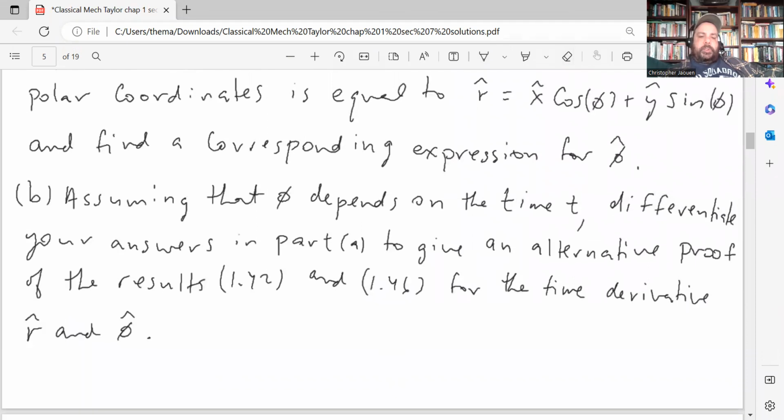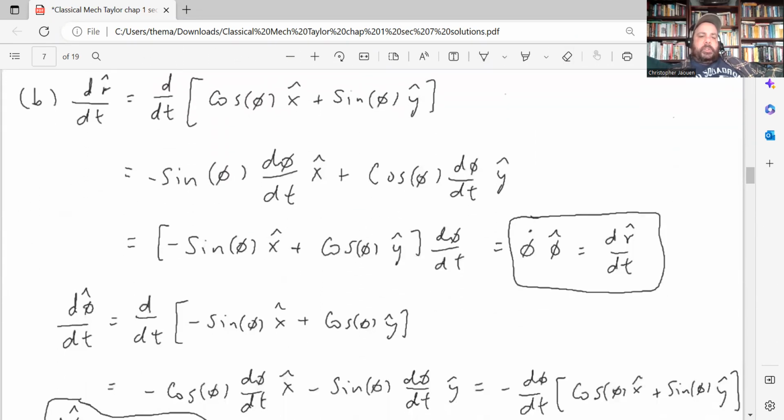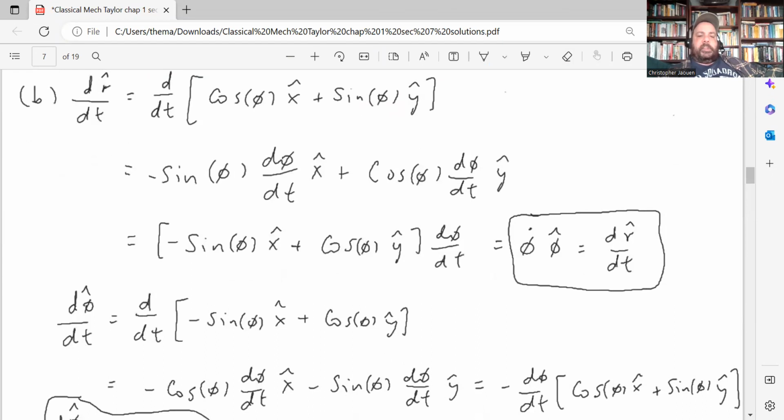B says, assuming that phi depends on the time t, differentiate your answers in part A to give an alternative proof of the results 1.42 and 1.46 for the time derivative of r hat and phi hat. So let's see, I did that down here. You just differentiate with respect to time. Don't forget that phi is a function of time, so you need the extra factor of d phi dt, by implicit differentiation. All right, so when you do the derivative, you get what you want.